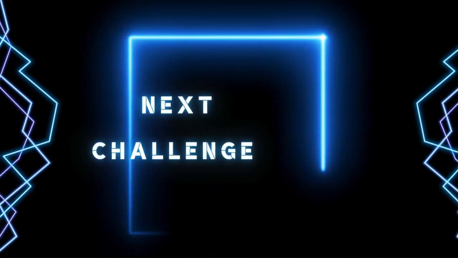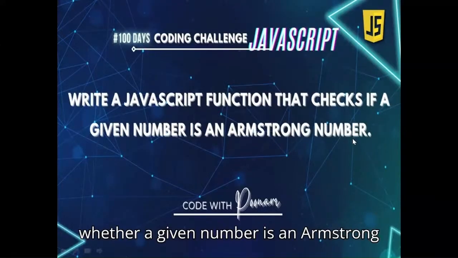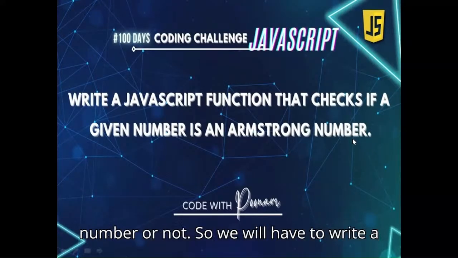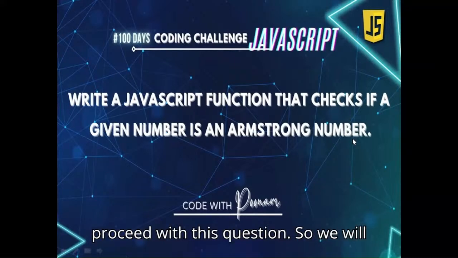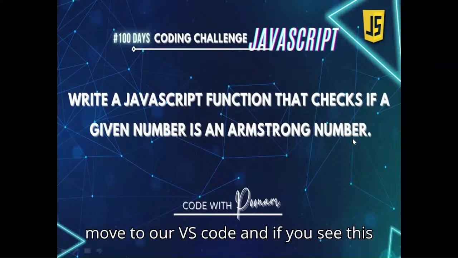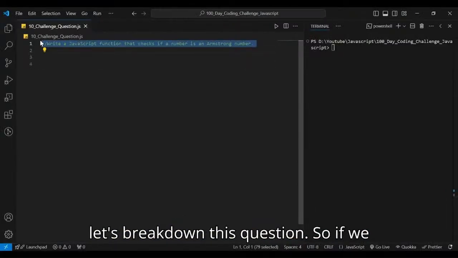Let's move to our next challenge, and this challenge is to check whether a given number is an Armstrong number or not. So we will have to write a function to check that out. Okay. So let's proceed with this question. So we will move to our VS Code, and if you see, this question is already mentioned here. So let's break down this question.